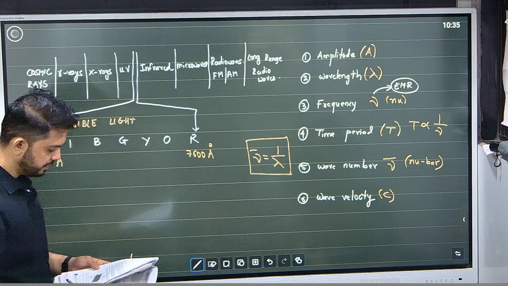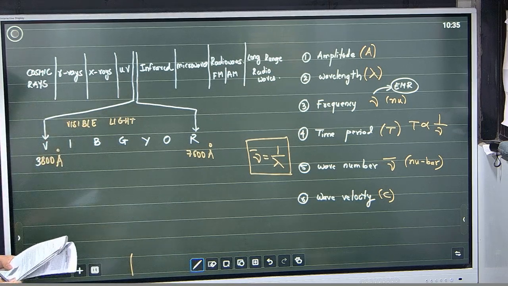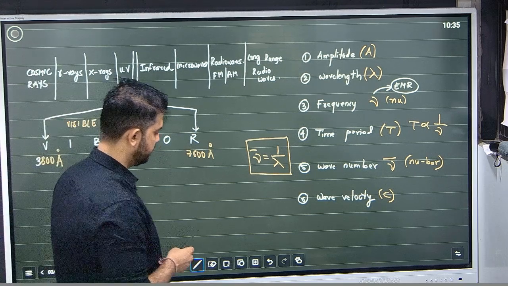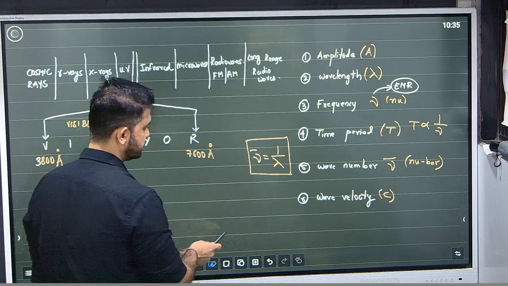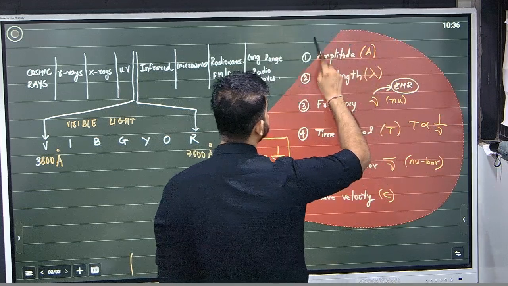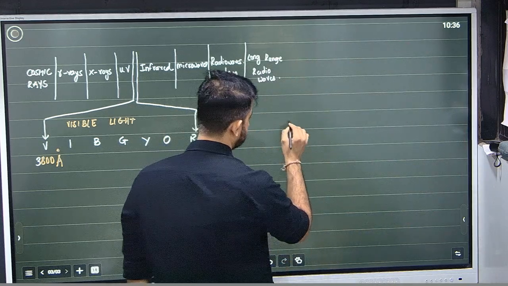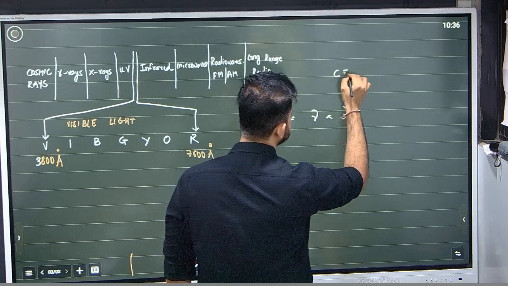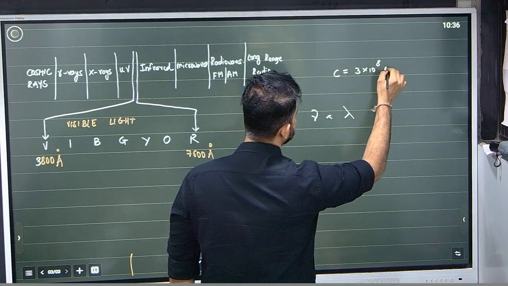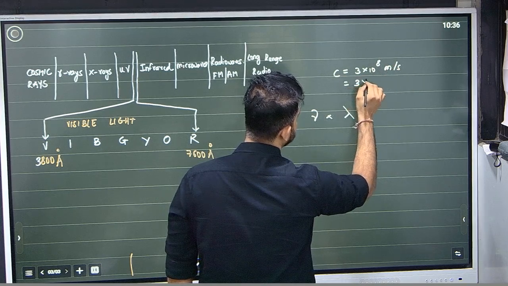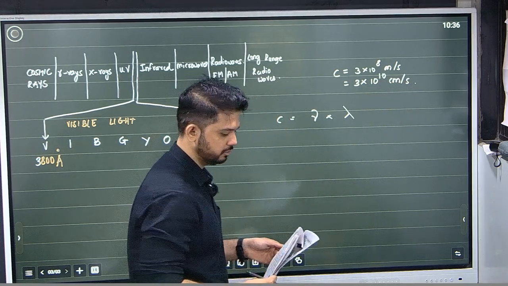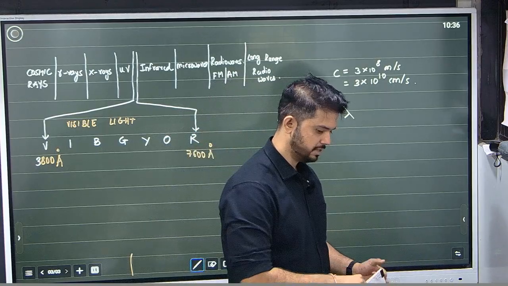Last, write down wave velocity, nothing but the velocity of the wave. For electromagnetic radiation, we take it as the speed of light. Speed of light, c, is equal to 3 into 10 raised to 8 meters per second, or 3 into 10 to power 10 centimeters per second.